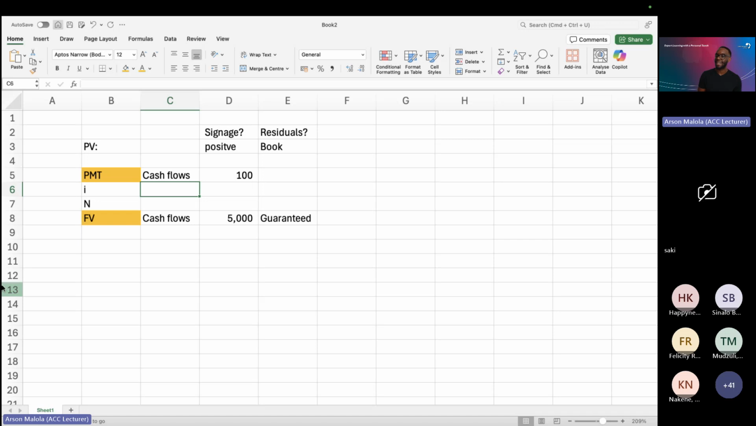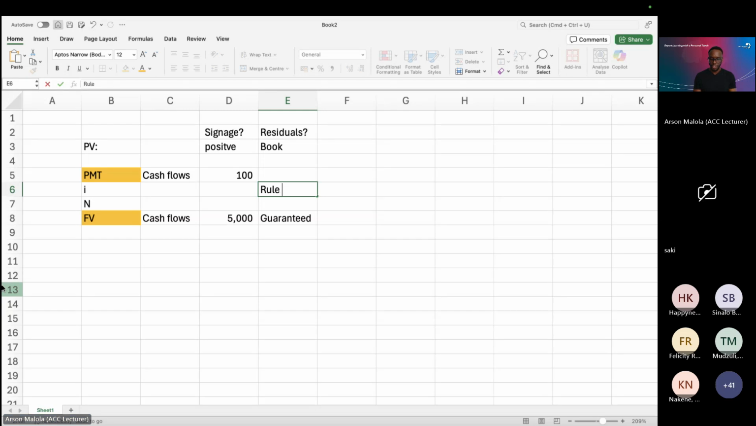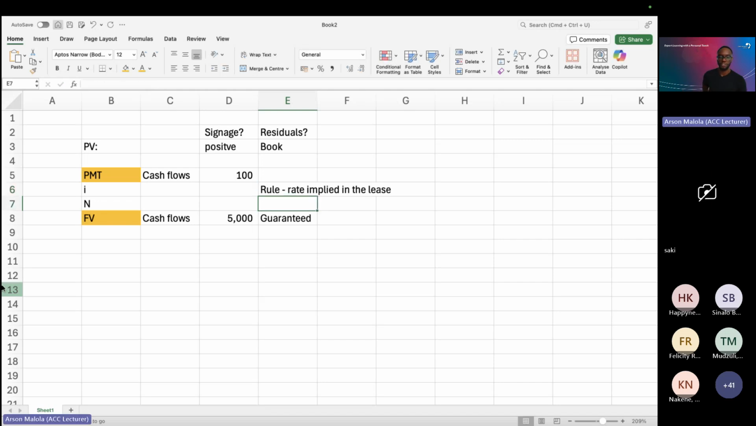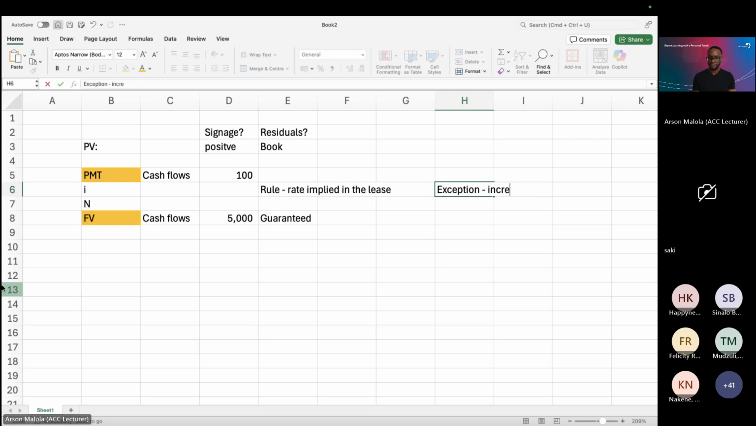Okay, so for lessee accounting, the rule is, you use the rate implied in the lease. That's the rule. You present value your cash flows over the lease term using the rate implied in the lease. The exception, only where that rate is not available, we use the incremental borrowing rate.